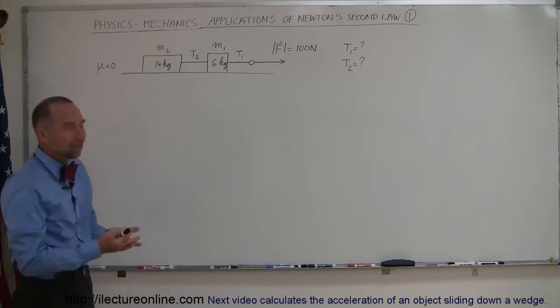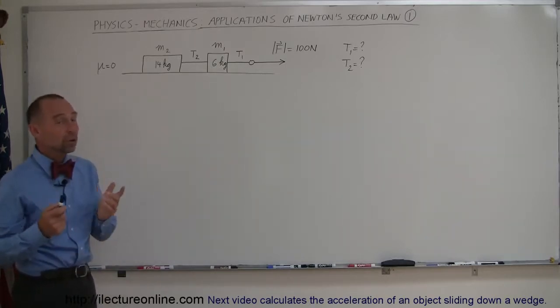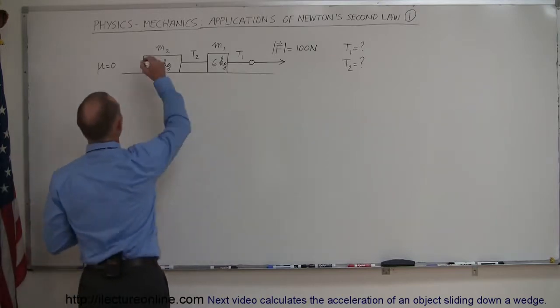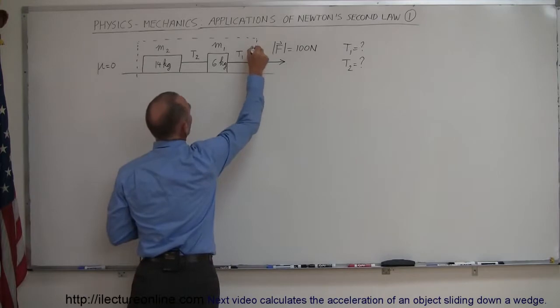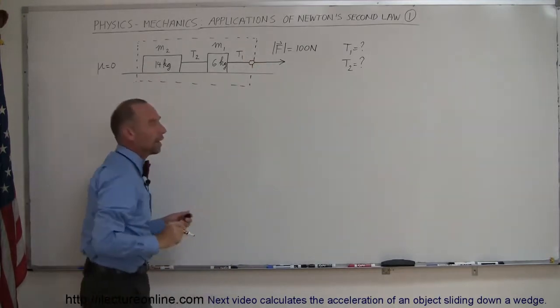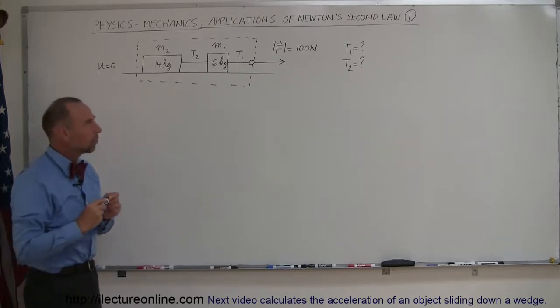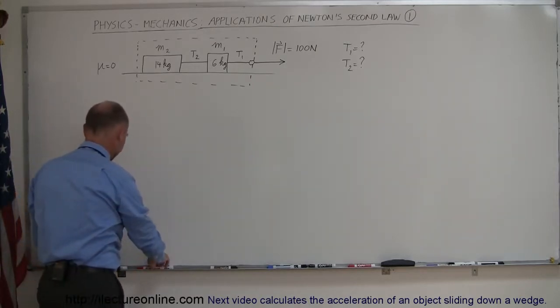Now, in order to find the tension on the strings, we probably want to find the acceleration of this system first. What we could do is think of this as one system right here, like so, and we're applying a force of 100 newtons to the right. So let's also explore all the other forces that are acting on this system.